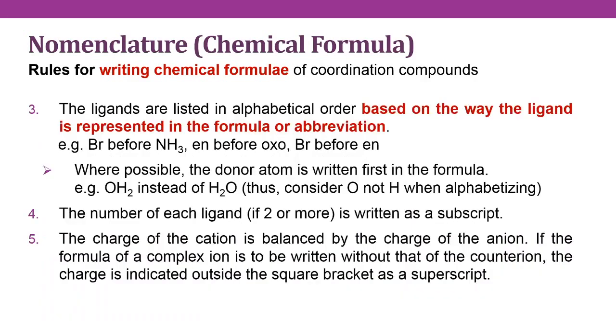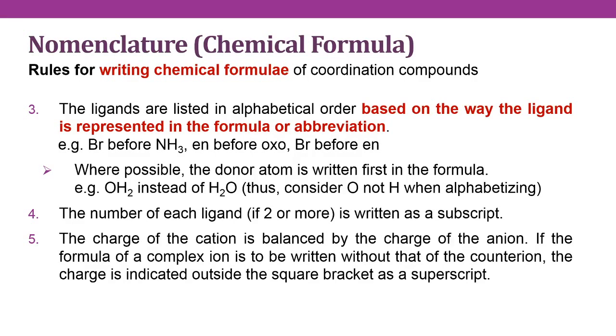Just like in writing the names of the compounds, when writing the chemical formula, we also list the ligands in alphabetical order. We use the first letter of the symbol or abbreviation that we use to represent the ligands to determine this alphabetical order. Whenever possible, we use the donor atom as the first letter in the formula. So for water, instead of writing H2O in the formula, we write OH2 to represent that O is directly connected to the metal. Thus, in alphabetical order, we consider O to be the first letter and not H.